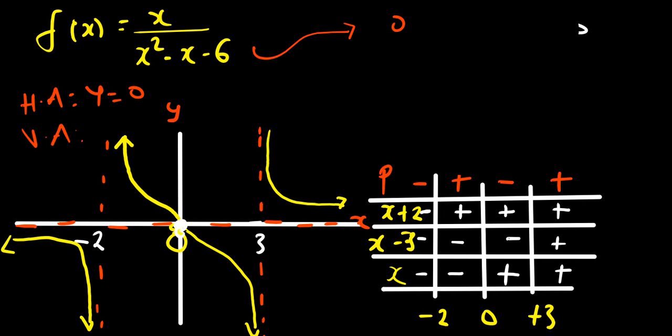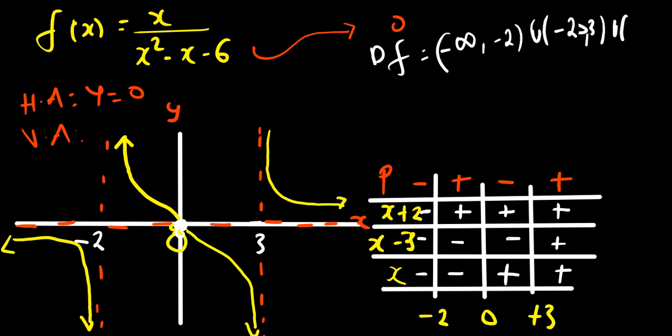So that domain, the domain you're able to see is just from negative infinity, you come to negative 2 like that, then again union. From negative 2 you're going to 3. Okay, 3 is not included, union. Then from 3 you're going to positive infinity like that.